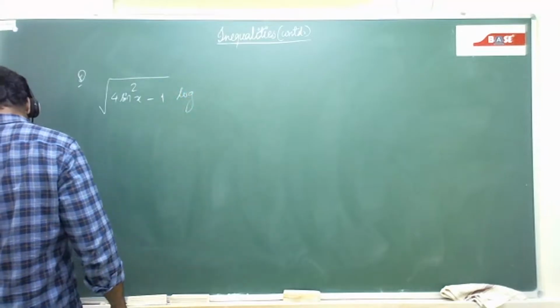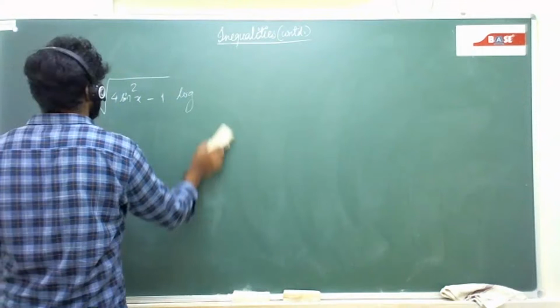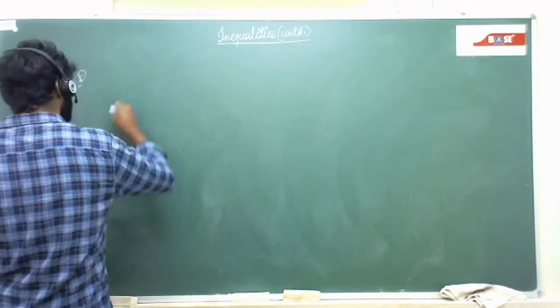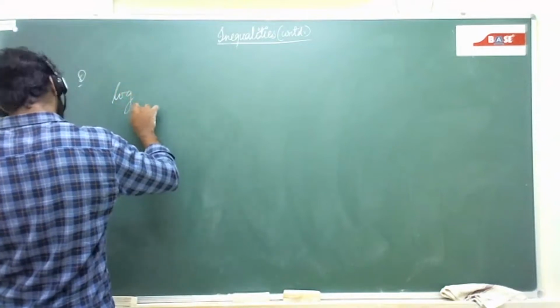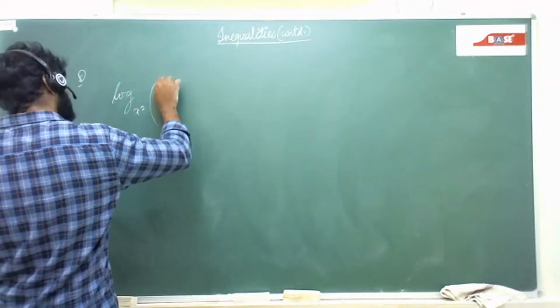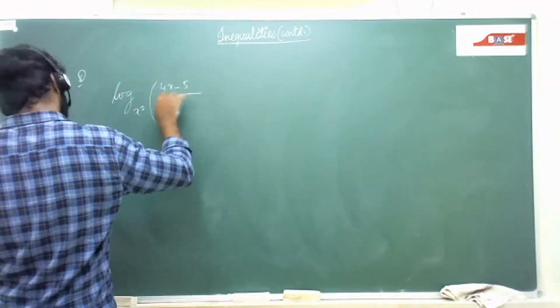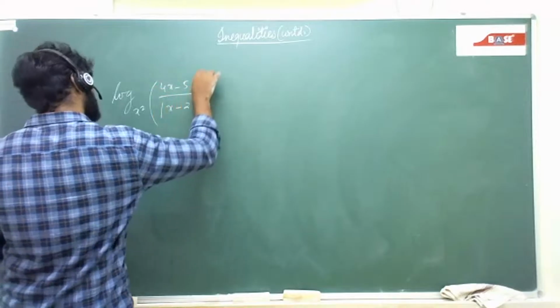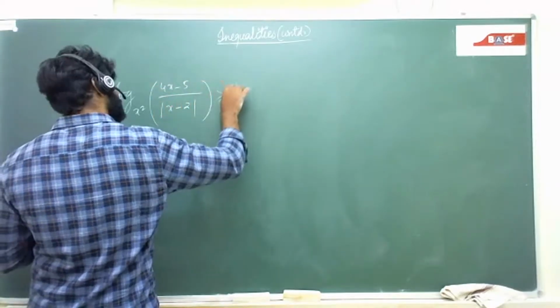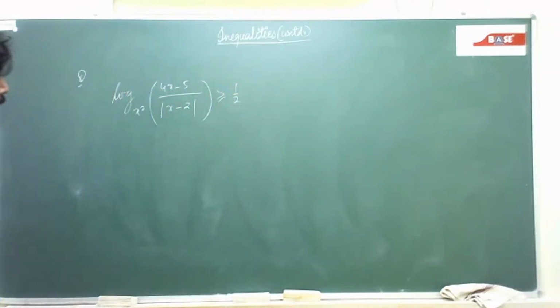Log x square base x square 4x minus 5 divided by mod x minus 2. That is more than or equal to half. Okay, that's what the question is.